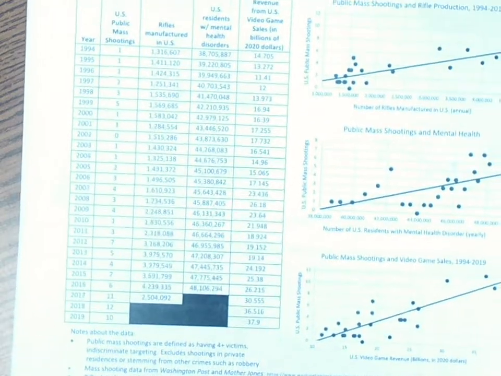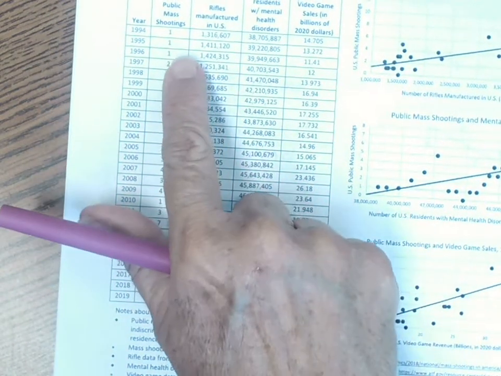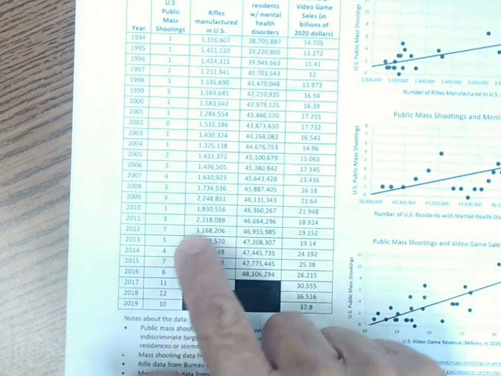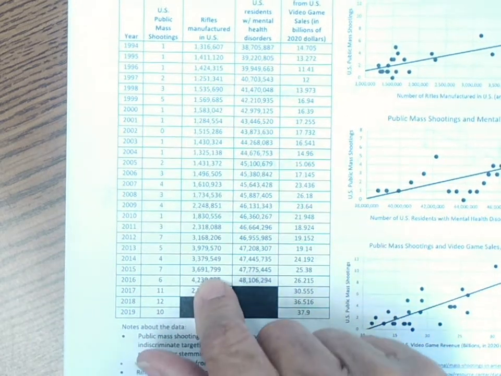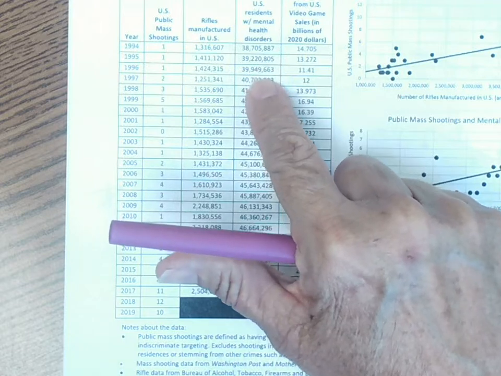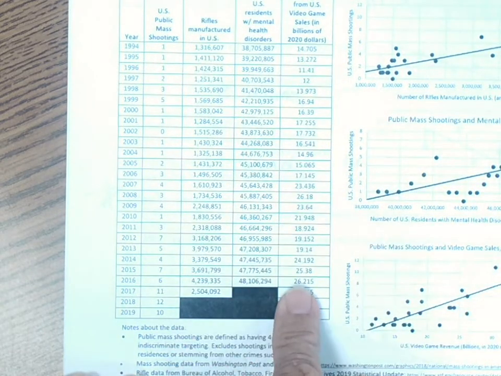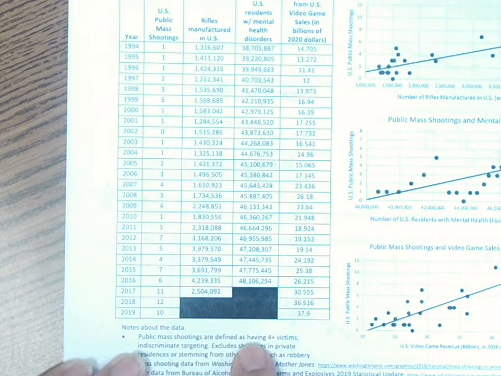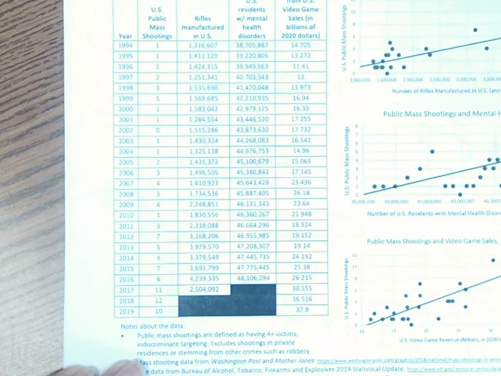So now taking a look here, I've got the number of shootings by the year, the number of rifles that were manufactured in the U.S., the number of U.S. residents with mental health disorders, and then the revenue from the U.S. video game sales. One thing about the mass shootings, we're defining that as having 4 or more victims, and that there was indiscriminate targeting, meaning that this was not something that happened in a private residence where someone was specifically targeting a spouse or whatever the case may be. Also, it excludes ones where the violence comes from another crime, such as robbing a house or something.